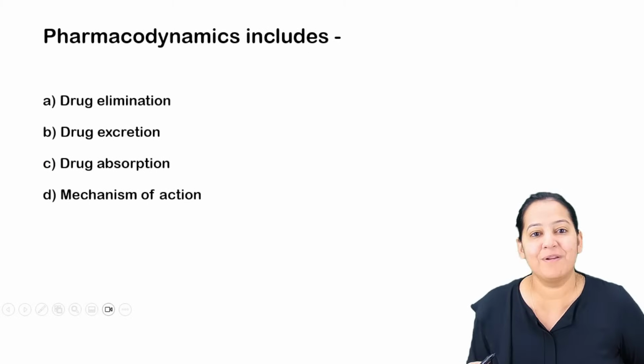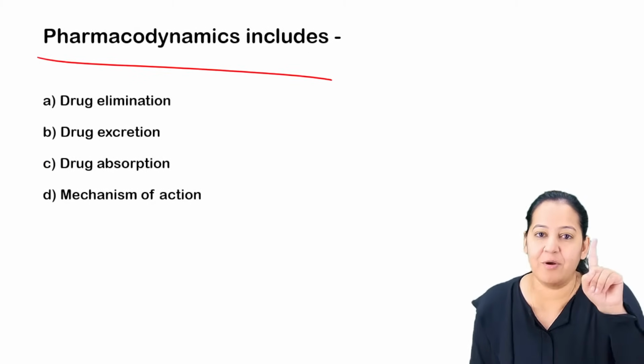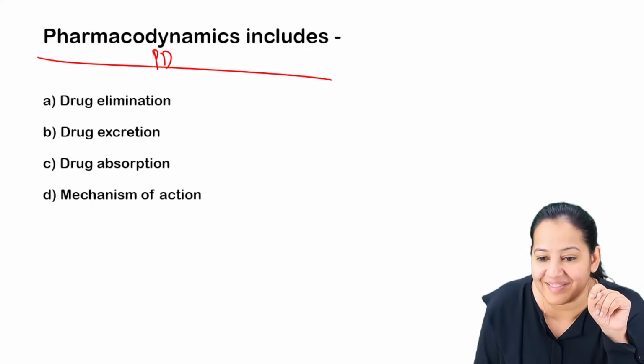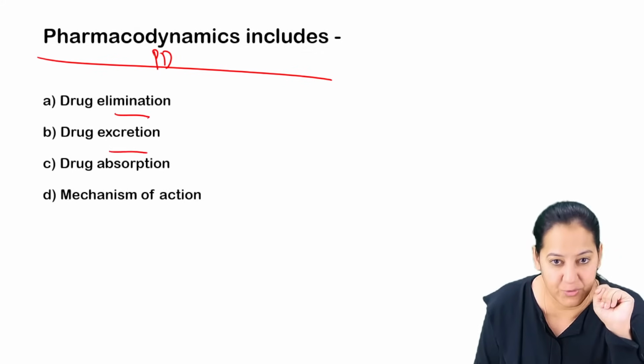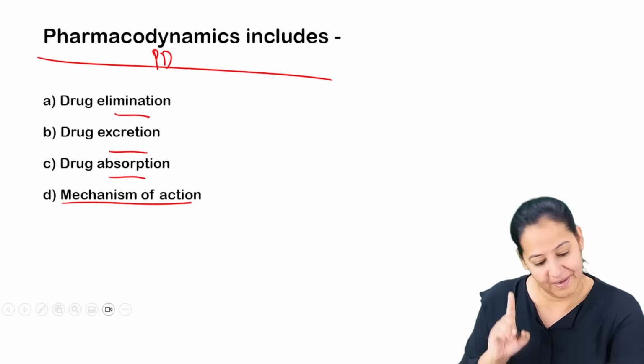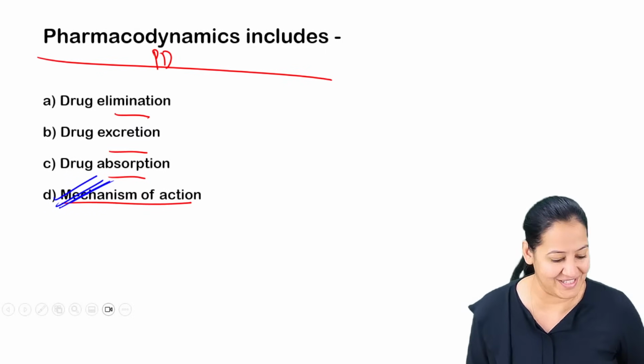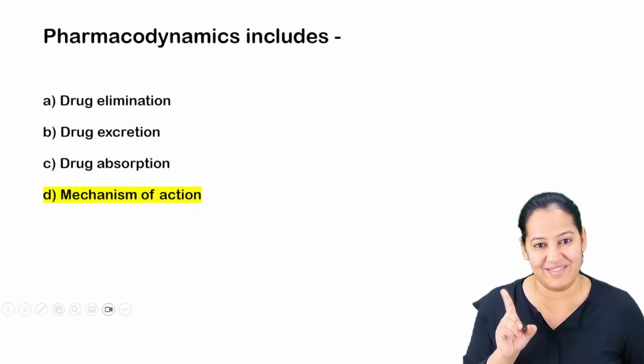So these are the simple questions. One more question. Pharmacodynamics includes what? What is pharmacodynamic? Pharmacodynamic means PD. It is having only one thing. Is it elimination? Is it excretion? Is it absorption or is it mechanism of action? The 4 things are in PK, but in PD we are having only one thing, mechanism of action, and you people are right. So the correct answer here is D. Only one thing is included.